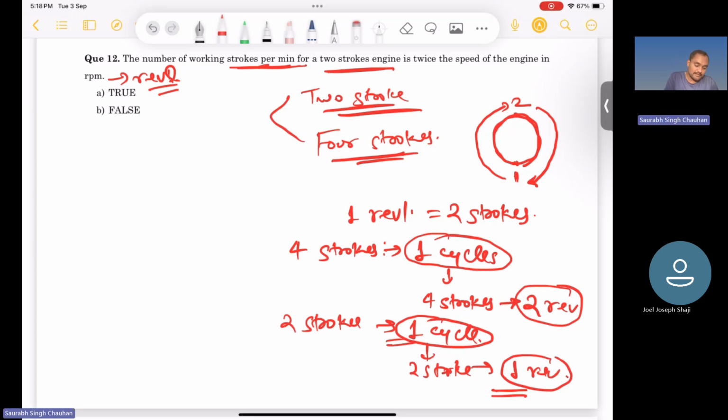So this question is for a two-stroke engine. For this question, one revolution is equal to one cycle. So this is false. I hope it makes sense. If it's clear, then we will move to question number 13.